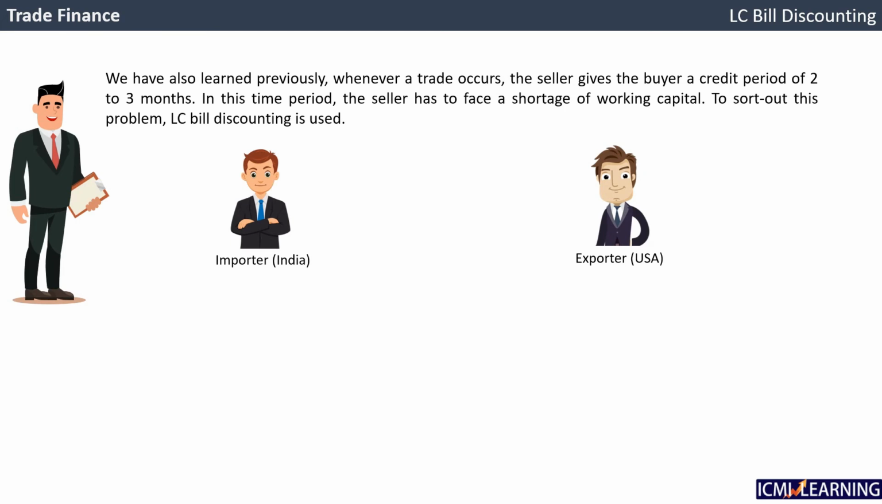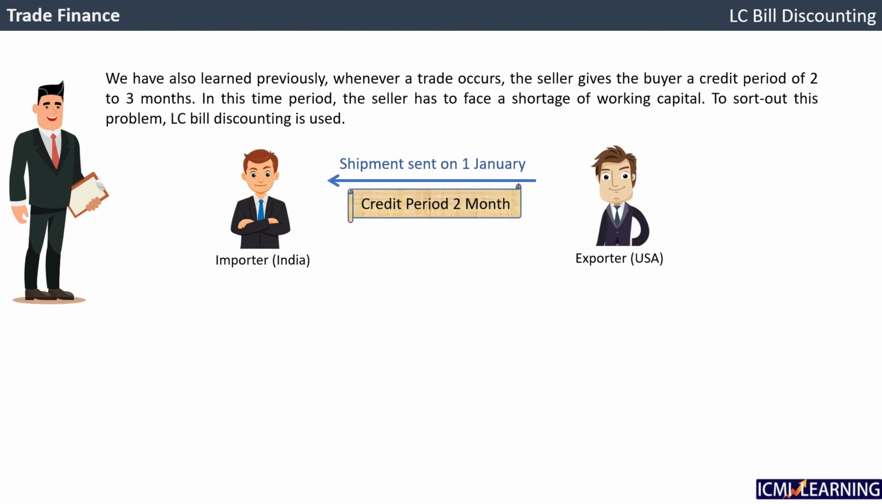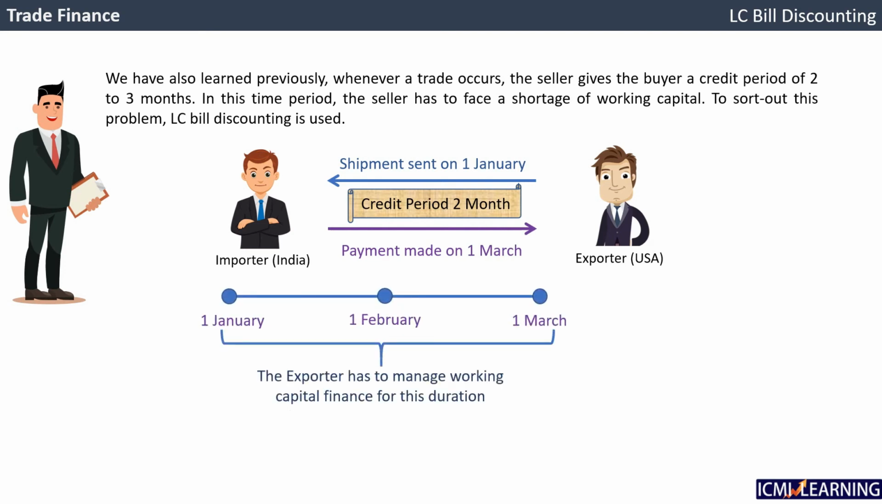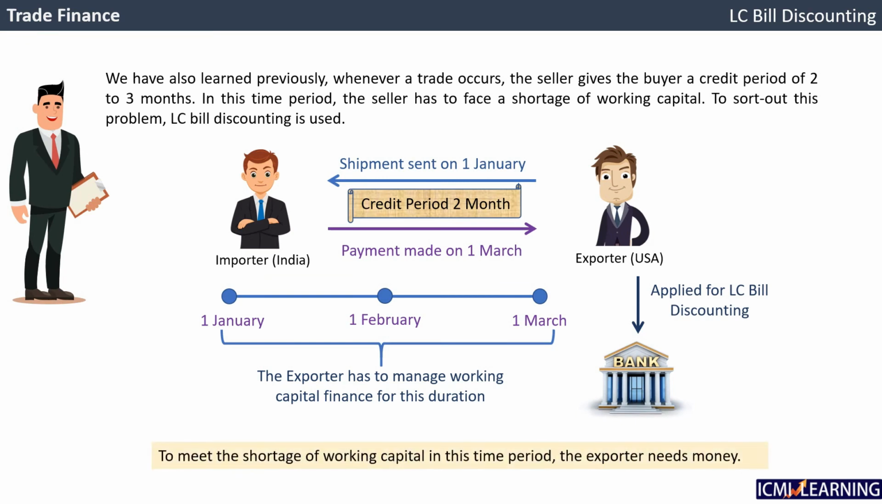Let's say an example, there is an importer from India and an exporter from the USA. The shipment is sent on 1st January. The credit period is set for 2 months. The payment will be made on 1st March. The exporter has to manage working capital finance for this duration. The exporter then applies for the LC bill discounting. To meet the shortage of working capital in this period, the exporter needs money.